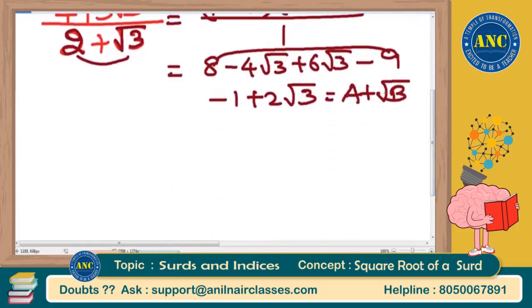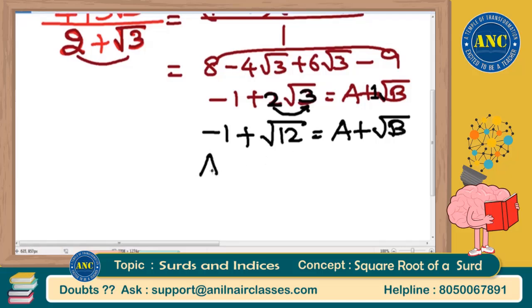Now again observe carefully, the square root term should have coefficient 1, but here it is 2. Bring this 2 inside the square root. If it goes inside the square root, it becomes 4. 4 into 3 is 12. My final answer is minus 1 plus root 12. This is nothing but A plus root B. A value is minus 1. B value is 12.